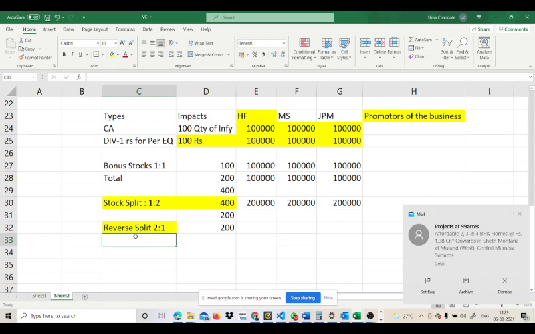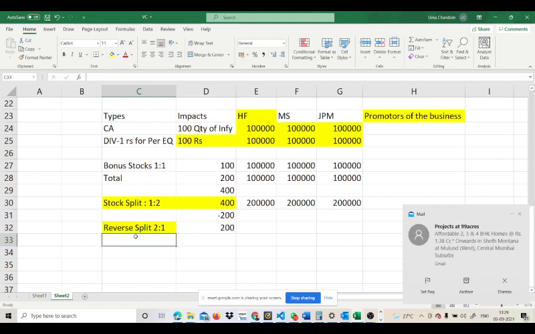Most of the time, interviewers can ask questions on the face value part as well. If a stock split is announced, will the face value of that particular stock change or not? Definitely, because we are splitting the face value of the shares, not the market value.